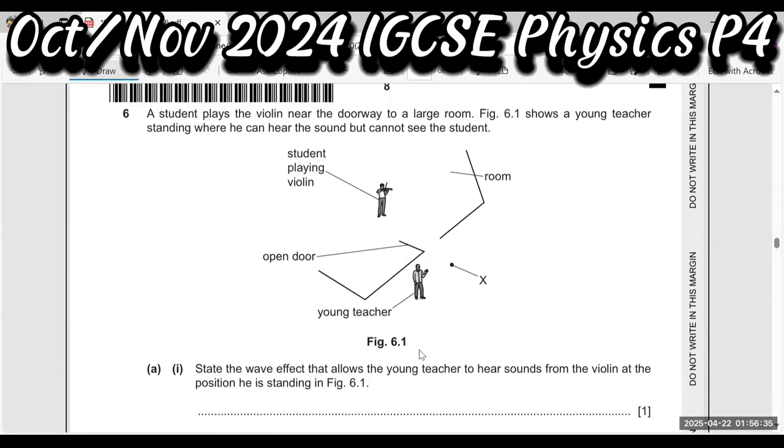A student plays the violin near the doorway to a large room. Figure 6.1 shows a young teacher standing where he can hear the sound but he cannot see the students. So this is the X. You know that the properties of waves, sound waves, include reflection, refraction, and diffraction.